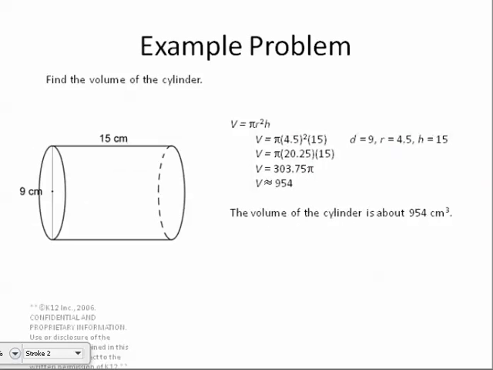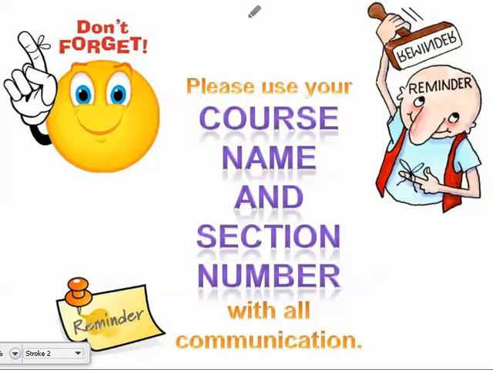Okay? How about this one? It's laying on its side, but it's still the same type of problem. Still a cylinder. Half of the diameter, 4.5. 4.5 squared times 15, 303.75 pi. You multiply that out, 954 cubic centimeters. These problems are not difficult. Okay? Hope you have fun with them.